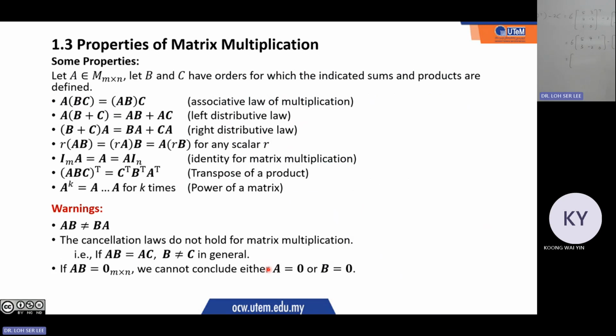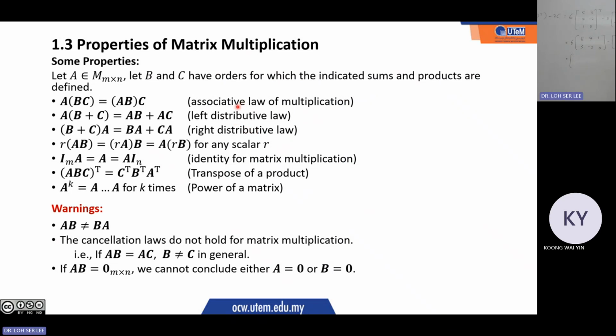Now we look at some properties of matrix multiplication. Let's say A has an order of n by n, and B and C have orders for which the indicated sums and products are defined. Matrix multiplication satisfies the associative law and also the distributive law. Just now, matrix addition satisfied three laws: commutative, associative, distributive. But matrix multiplication satisfies only two, associative and distributive.